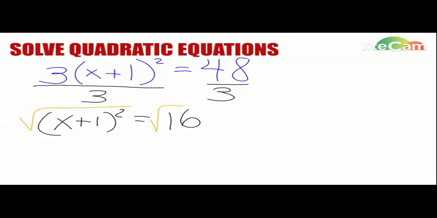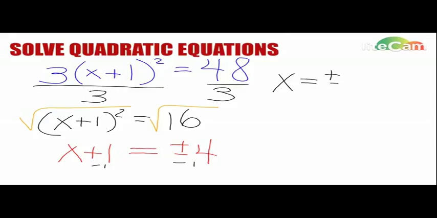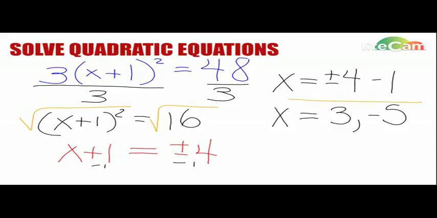If you square root both sides, you get x plus 1 equals plus or minus 4. Remember, when you square root, you have to go ahead and put the plus or minus in there. So I've subtracted 1 over on the other side, which is x equals, okay, the 4 minus 1 gives me a 3. And then I'm going to go ahead and do the negative 4 minus 1, which is going to give me a negative 5. So my answers can be 3 or negative 5.